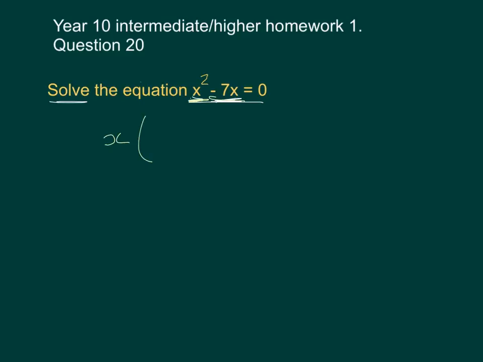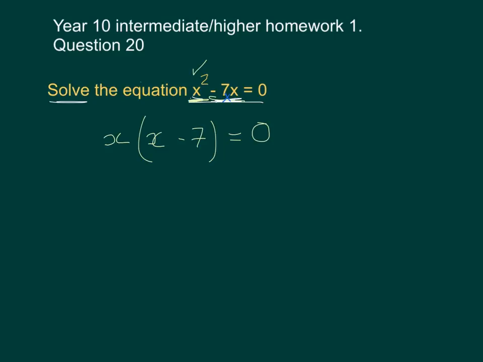And we know x squared is x times x. So x times x would give us that x squared. And x times what will give us minus 7x? Well, remember there's a multiplication sign in here. So x times minus 7 will give us minus 7x. That equals 0. Don't forget equals 0. That's what helps us to solve it.